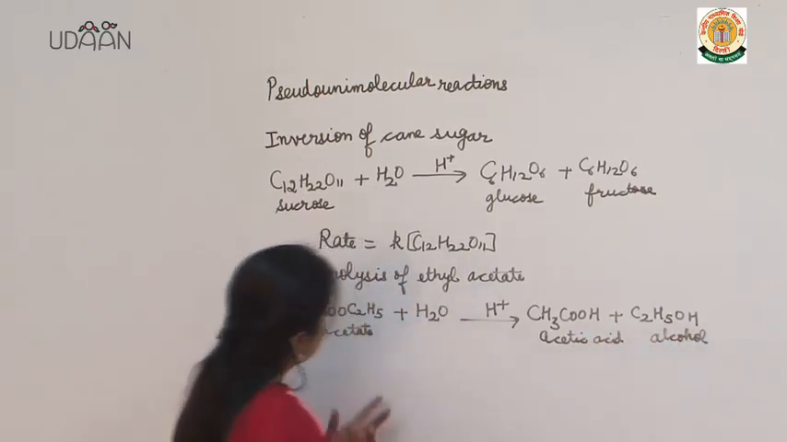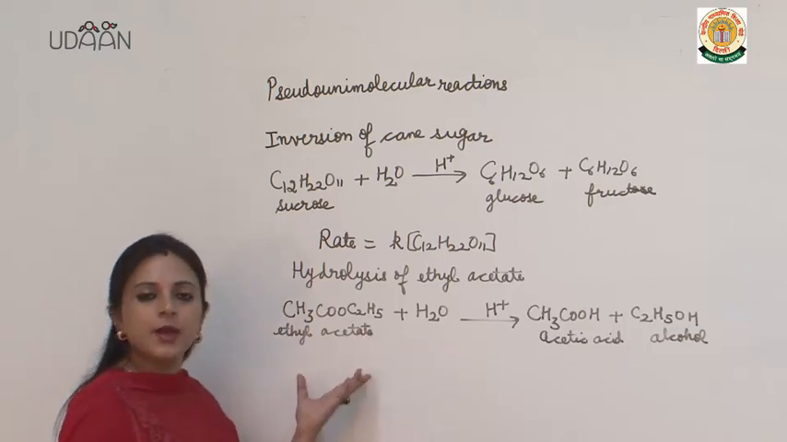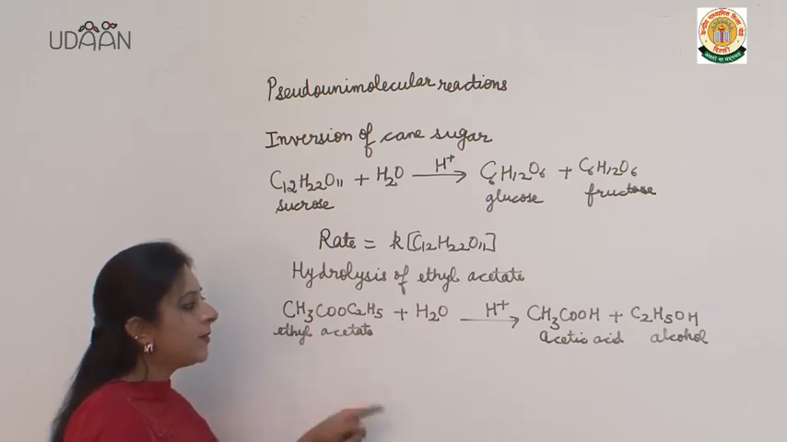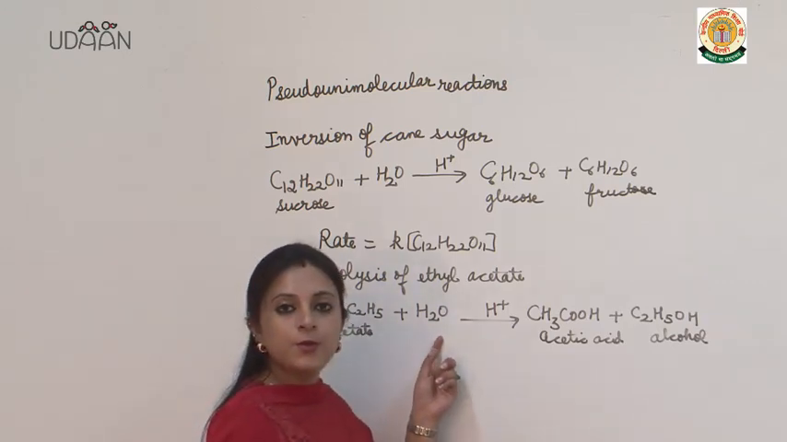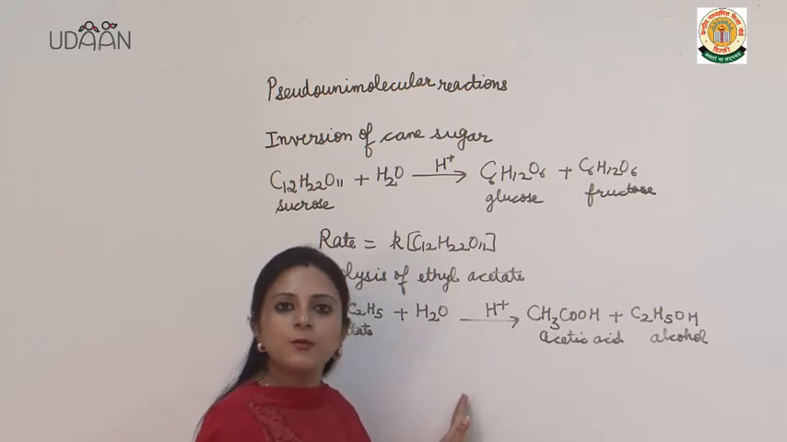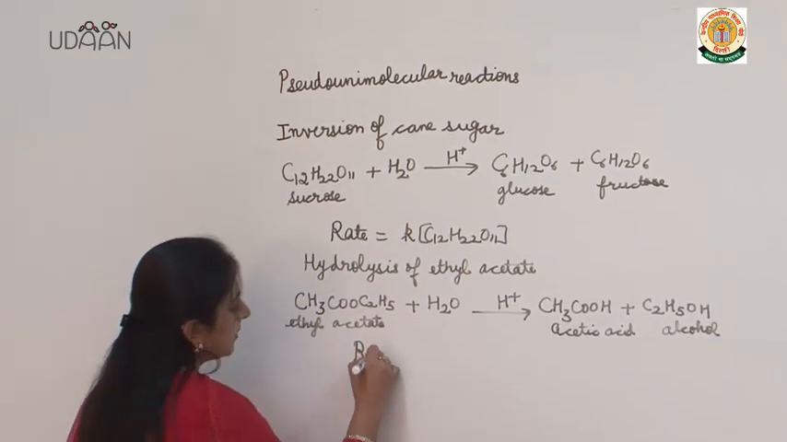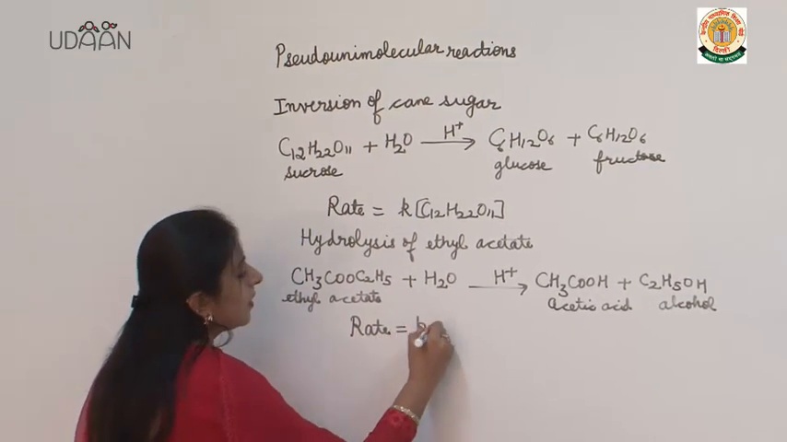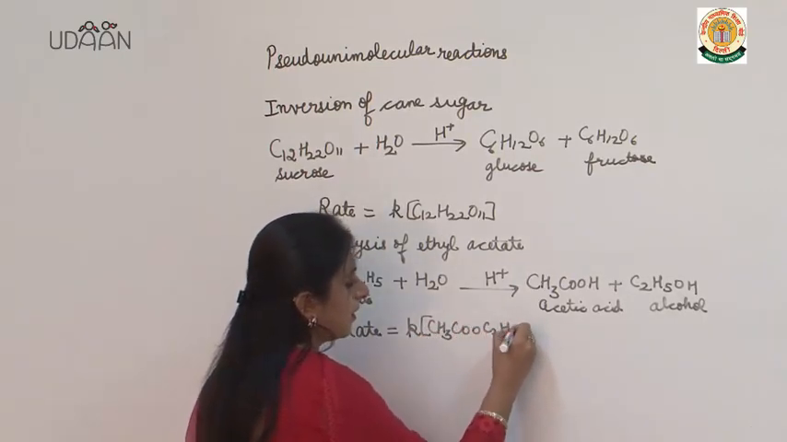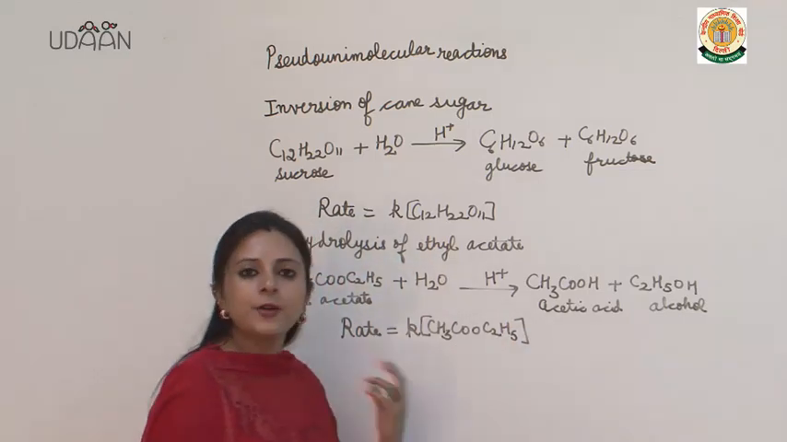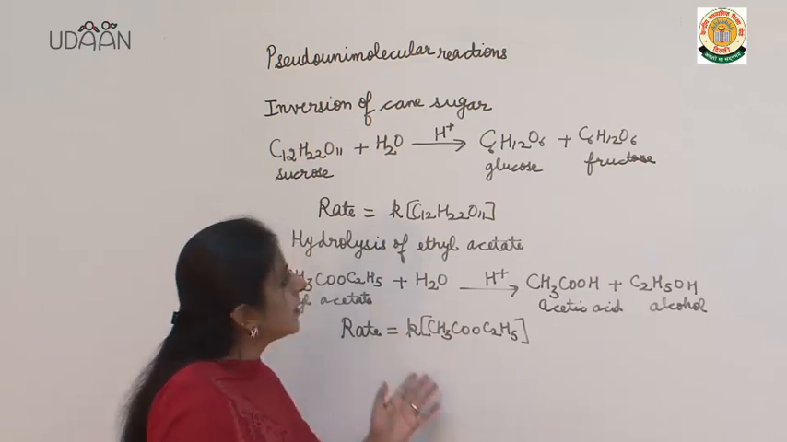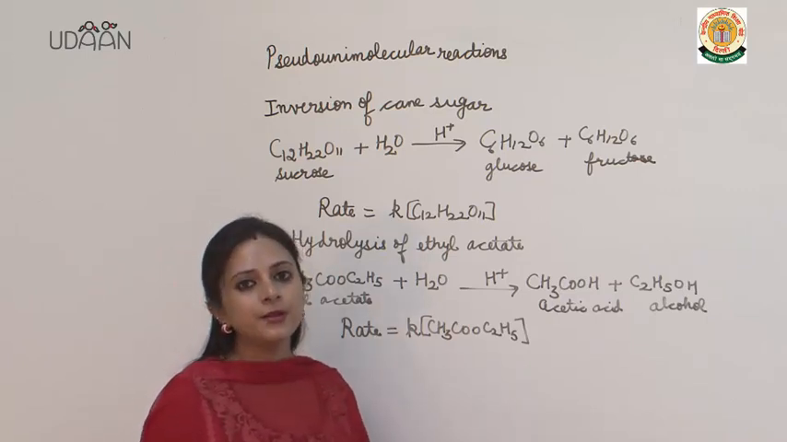Now again we are seeing here that there are two reactants, but again the rate will depend only on the concentration of ethyl acetate and it will not depend upon the concentration of water, because the concentration of water is not going to affect the rate of reaction because the water is present in excess. So again the rate would be K into [CH3COOC2H5]. So it appears to be of higher order, but actually it is a first order reaction. So these are the examples of pseudo unimolecular reactions.